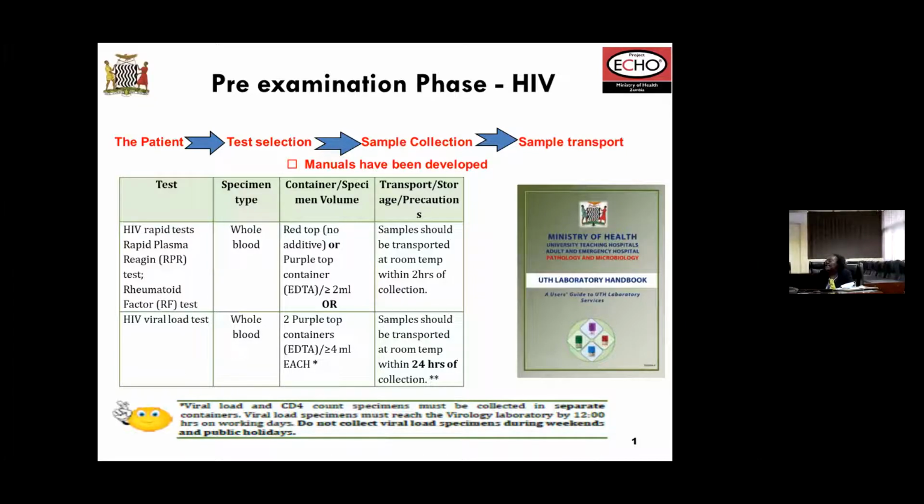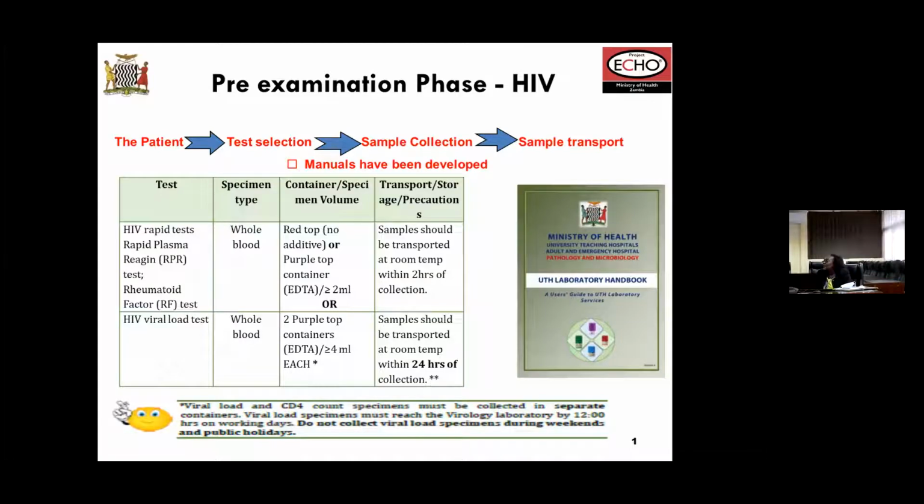So these are things that are there in the laboratory handbook to guide you on exactly what needs to be done. For HIV viral load tests, we require whole blood. We need 2 purple top containers, and the samples should be transported at room temperature within 24 hours of collection. And we've also got a note there which says the viral load and CD4, because this is exactly how it is in our book. So if I say something that's out of context for what we're discussing, it's because this is how we have it.